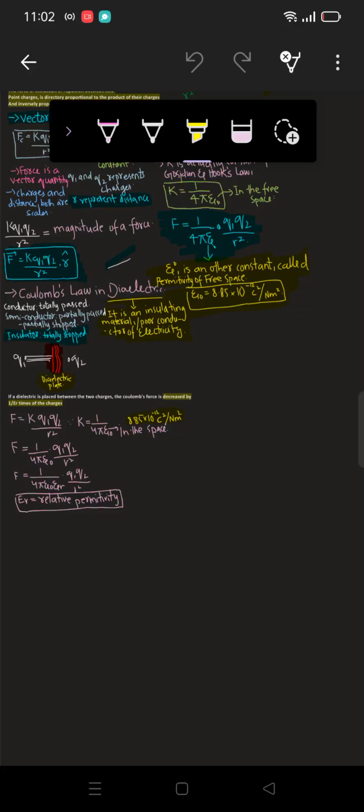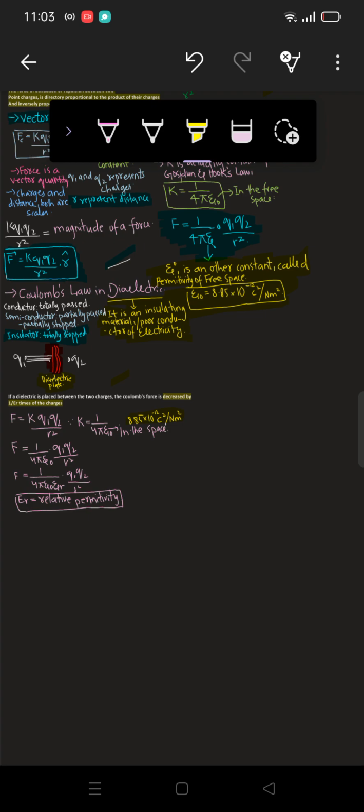Okay, so as in the last video, we discussed the Coulomb's force in a dielectric, and that was equal to F = 1 upon 4 pi epsilon naught into relative permittivity into Q1 Q2 over R square, because we know that when we place a dielectric between the two charges, the Coulomb's force is decreased by 1 upon ER, and ER was the relative permittivity.